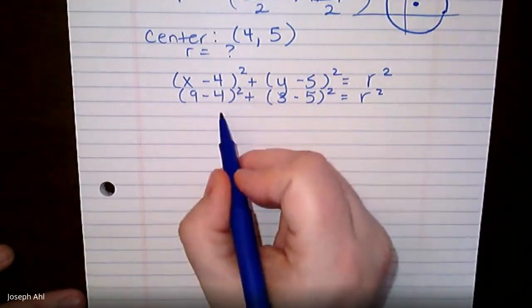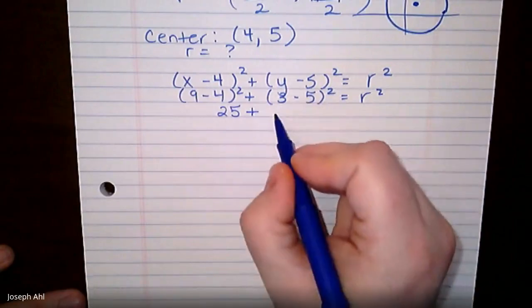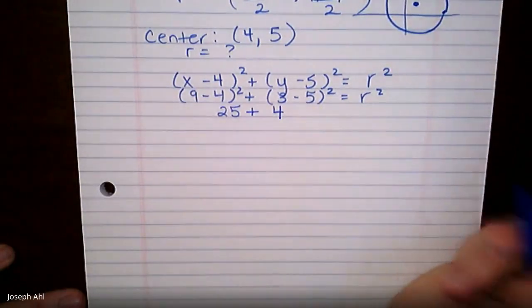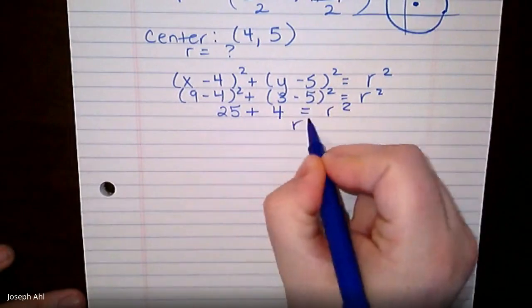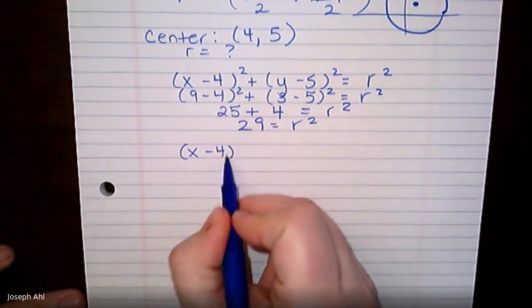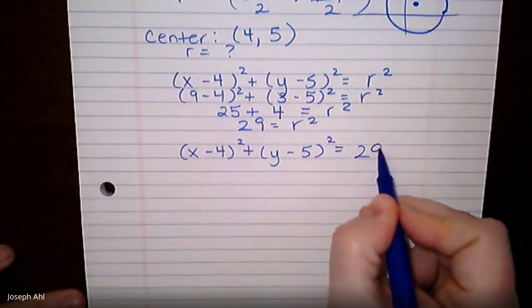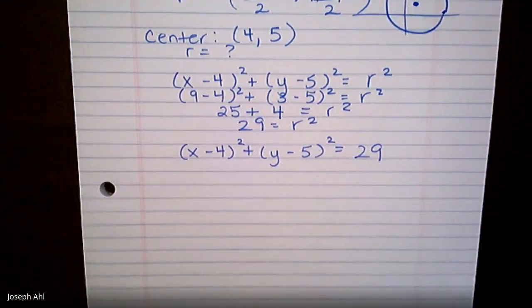9 minus 4 is 5. 5 squared is 25. This is going to be -2 squared. Just make sure you keep that a positive 4. Okay, so r squared in this case is going to be 29. So the end equation using that center and my r squared value of 29 would look just like this.